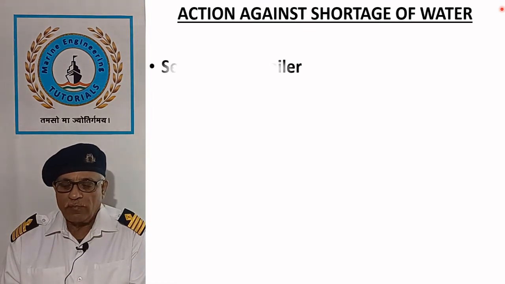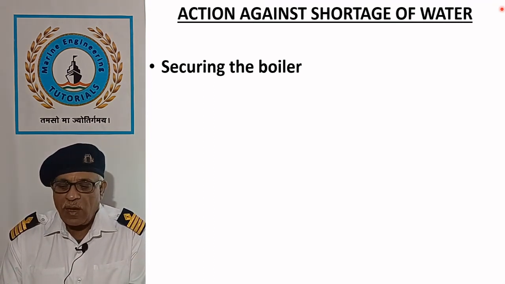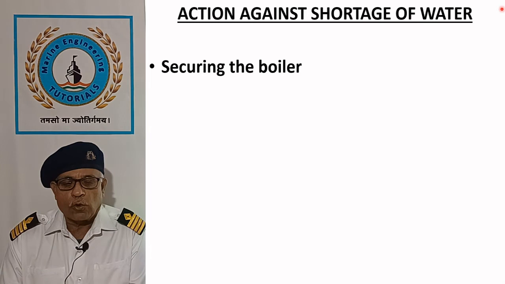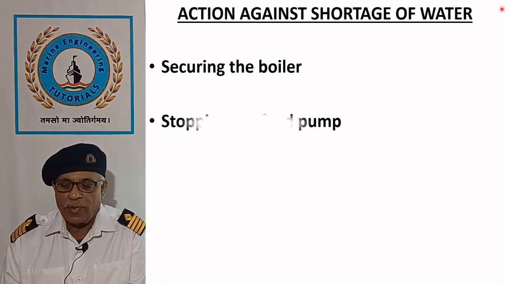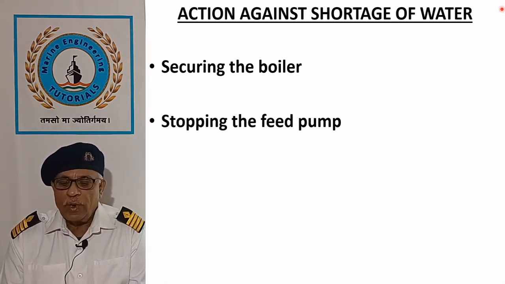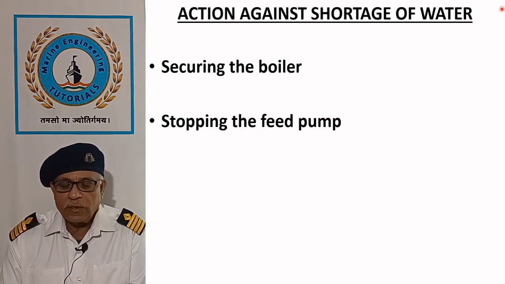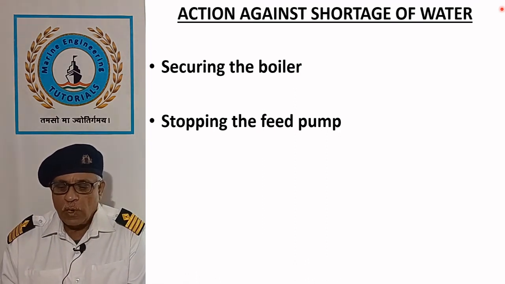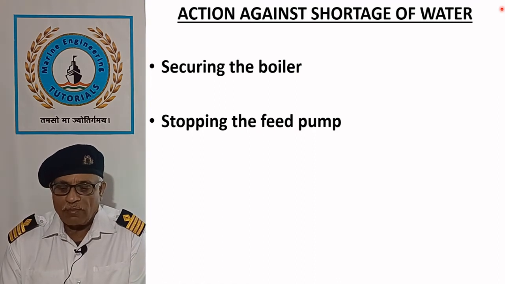Securing the boiler. Boiler should be stopped at once and all the burners should be secured. Stopping the feed pump. Feed pump, if still running, should be stopped to prevent further damage to overheated tubes. Gauge glass should then be blown through to confirm the correct water level in the boiler drum.